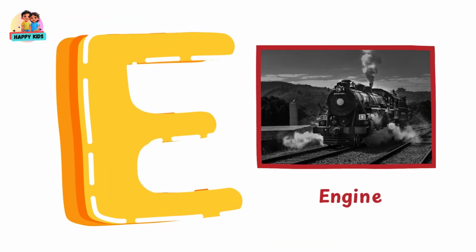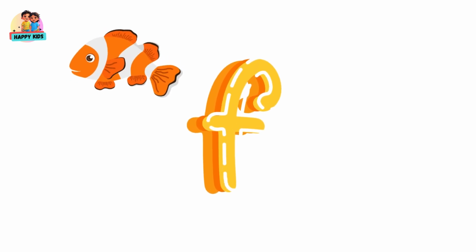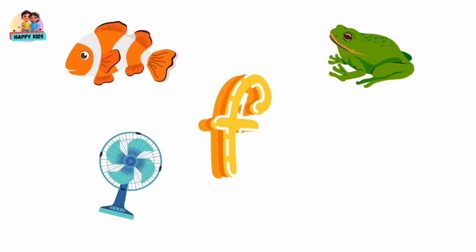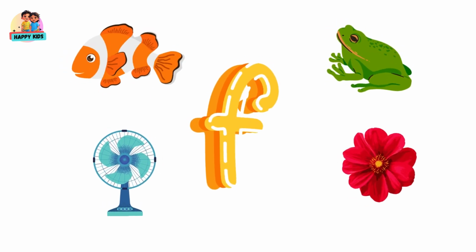This is F. F is for fish. F is for frog. F is for fan. F is for flower.